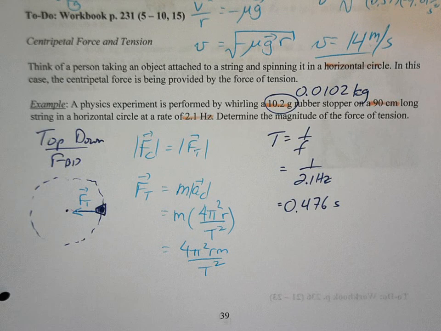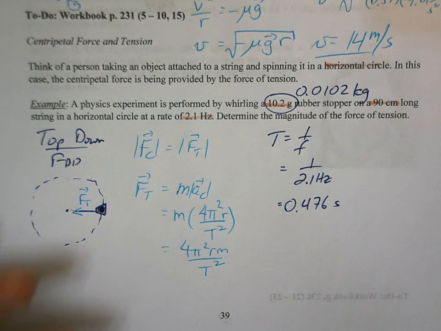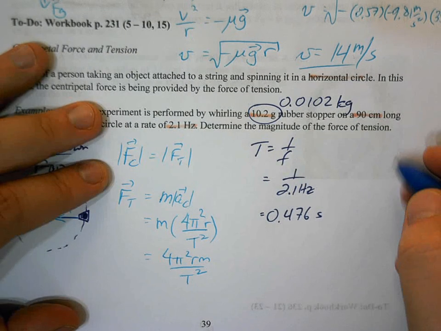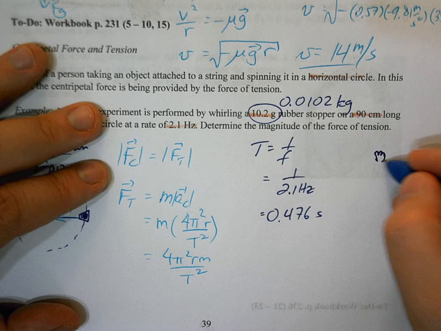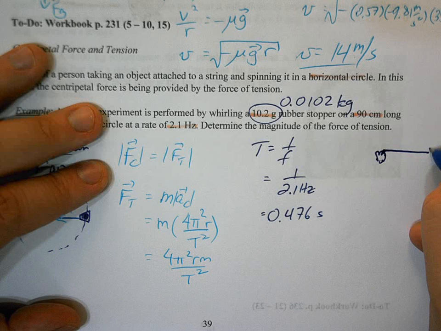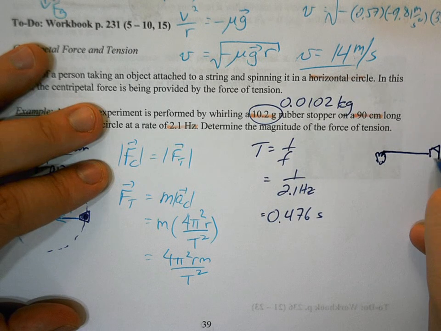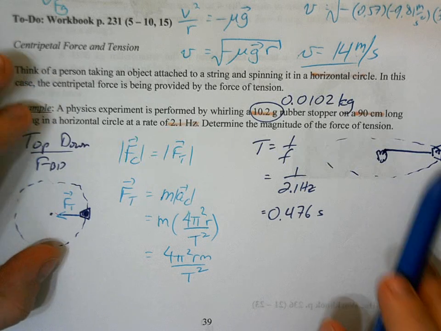The last thing is people get a little confused about that 90 centimeter long string. You have to keep in mind, if we have this object, let's say I'm twirling this yo-yo, or whatever I happen to be twirling, this rubber stopper. So I'm holding onto the string. Here's the string. There's my rubber stopper. It's now going to go in a circle.